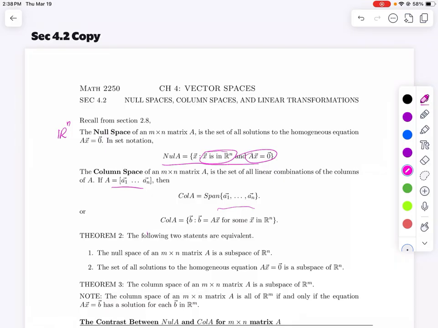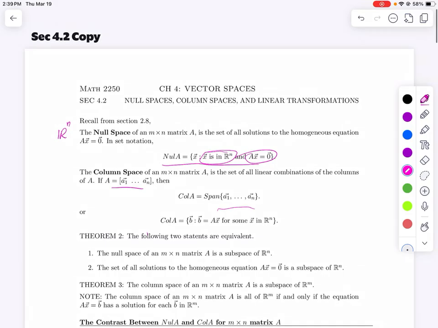There is a theorem here, theorem 2. It says the following two statements are equivalent. What do we mean by equivalent? That one can be replaced by the other, or one can be used in place of the other. So what are the two statements? One says the null space of an M by N matrix A is a subspace of Rn, which is what is in the definition, which is true. But that also means that the set of all solutions to the homogeneous equation Ax = 0 is a subspace of Rn. So same thing.